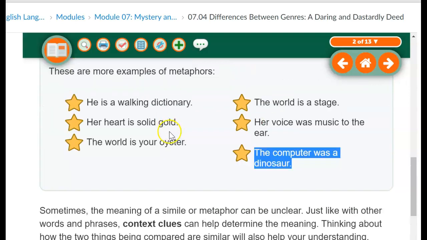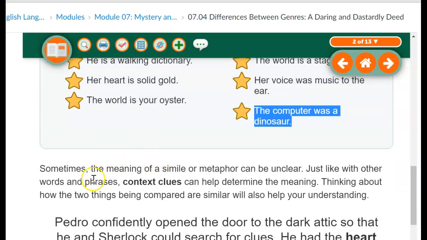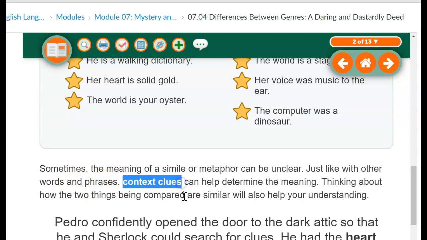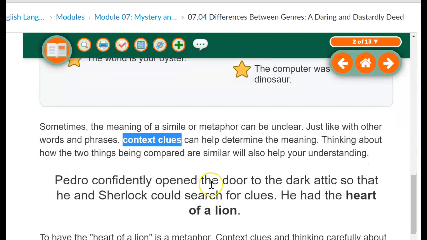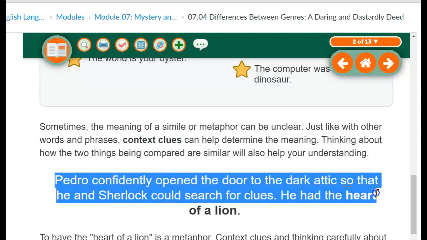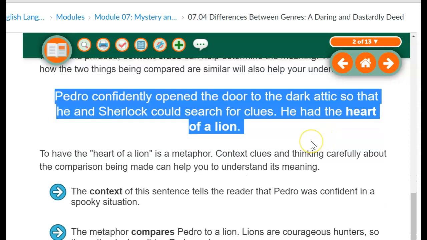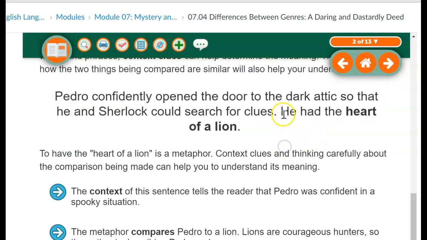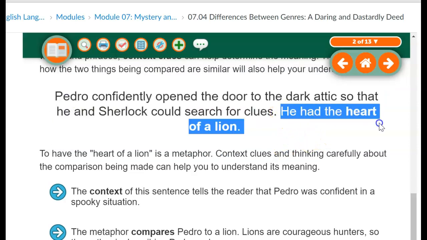Okay, so sometimes when we see a simile or metaphor, we might not understand, so we can go back and use those context clues. Remember the words around it to help us understand the meaning. So let's go back to where Pedro confidently opened the door to the dark attic so that he and Sherlock could search for clues. He had the heart of a lion. First of all, is this a simile or a metaphor? He had the heart of a lion.